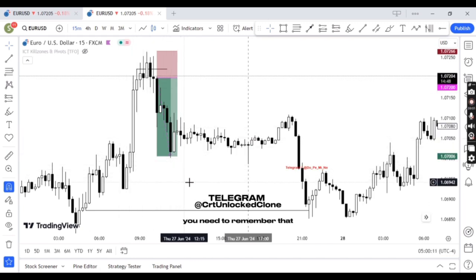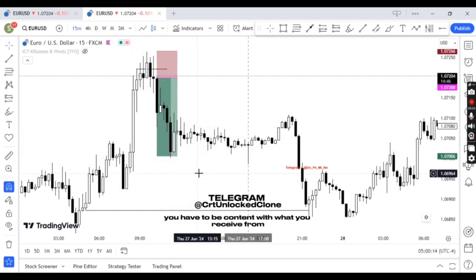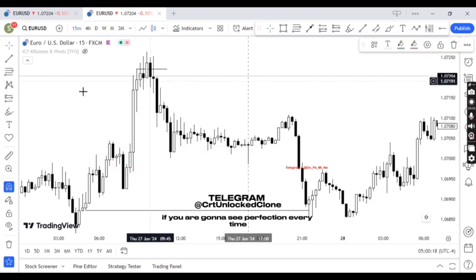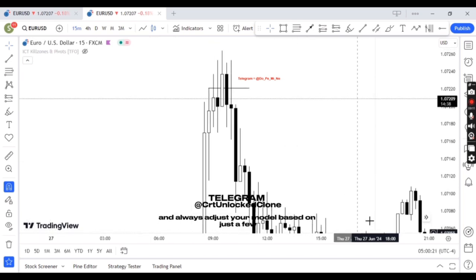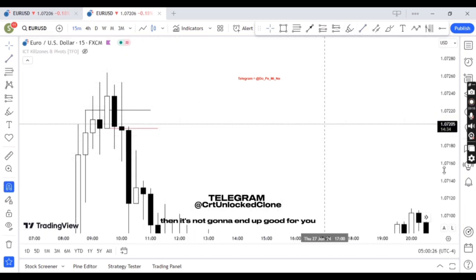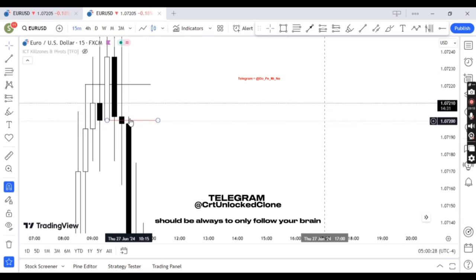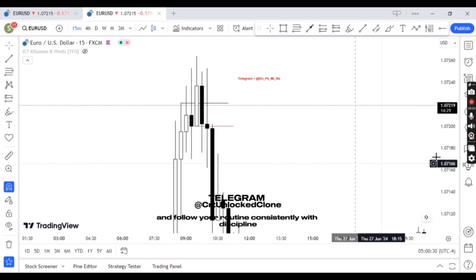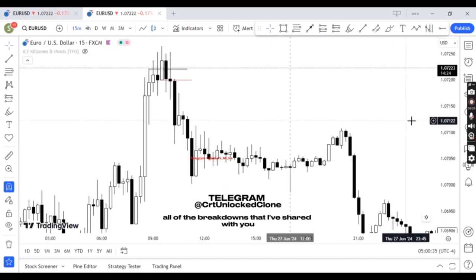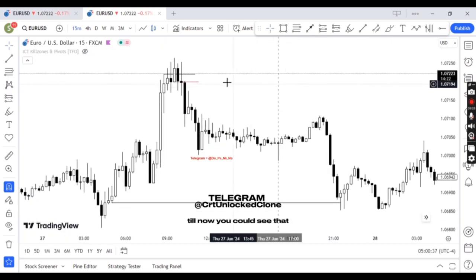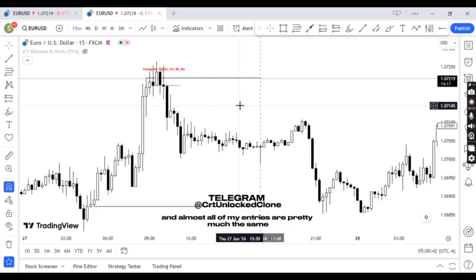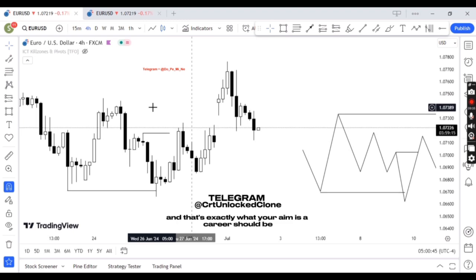One thing you need to remember is that you have to be content with what you receive from the markets, right, and never seek perfection. If you are going to seek perfection every time and always adjust your model based on just a few minor factors, then it's not going to end up good for you. Your objective as a trader should always be to only follow your plan and follow your routine consistently with discipline, right? Now based on all of the breakdowns that I've shared with you till now, you could see that all of my entries have a specific logic behind them, and almost all of my entries are pretty much the same, right? And that's exactly what your aim as a trader should be.